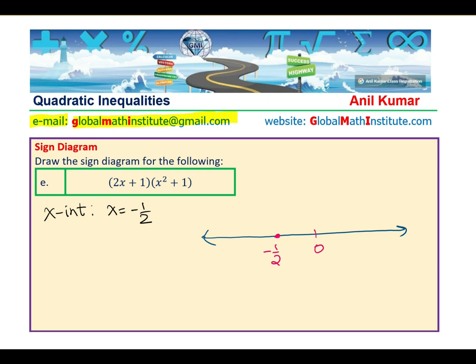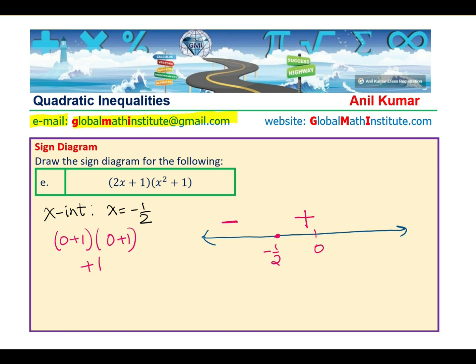So on the right side, we have 0. If I plug in 0 here, what do I get? I get 0 plus 1 times 0 plus 1. So we get positive 1, right? So that means in this case, on the right hand side, we have positive sign. Since the zero is linear, it will change. You get the whole idea.